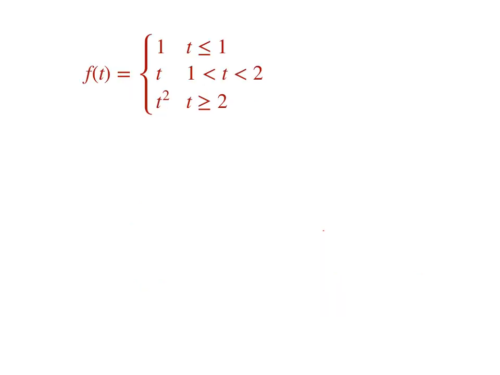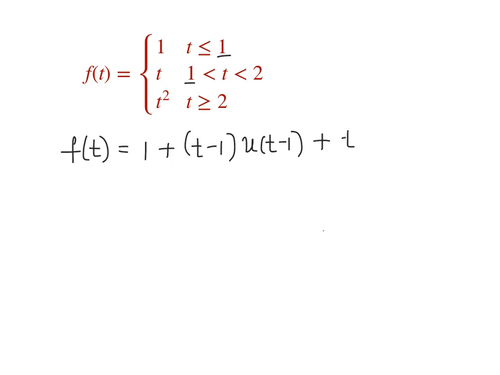Let's solve another example. Express the function in terms of unit step function. We have the function: 1 for the range t less than or equal to 1, t for the range 1 less than t less than 2, and t square for the range t greater than 2. First, let us express the given function in terms of unit step function. According to the formula, how do we write it? Firstly, we have to write 1. Next, we take the difference t minus 1. The common value here is 1, so u of t minus 1. Next we have t square minus t, and the common value here is 2, u of t minus 2.